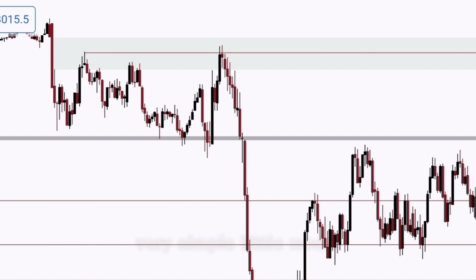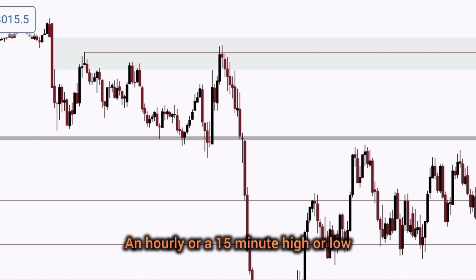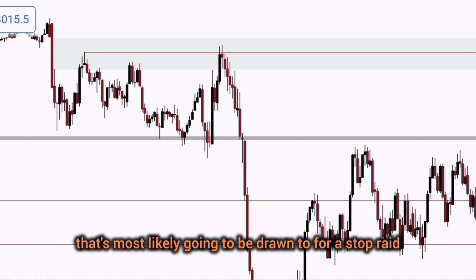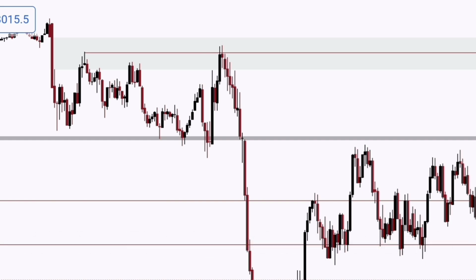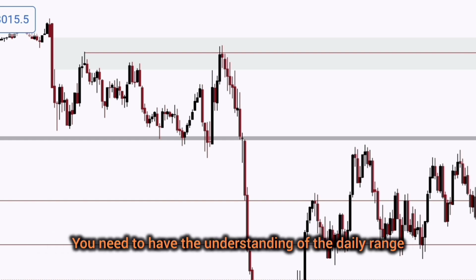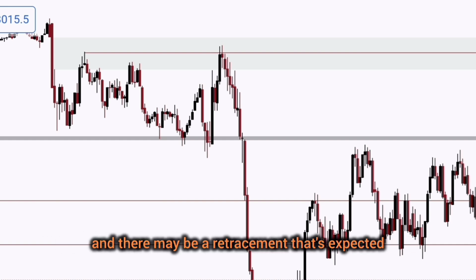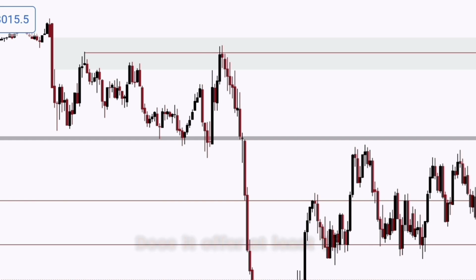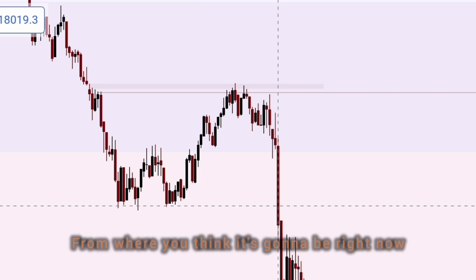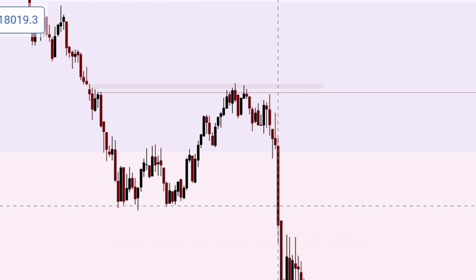Very simple little model. It's very simple. An hourly or a 15-minute high or low that's most likely going to be drawn to for a stop run. You don't need a daily bias for that. You need to have an understanding of the daily range. It's probably made its interim high or low of the day, and there may be a retracement that's expected. Okay. Does it offer at least 15 handles from where you think it's going to be right now until it goes to that low to take the sell side? Even if it's going to go higher for the day?